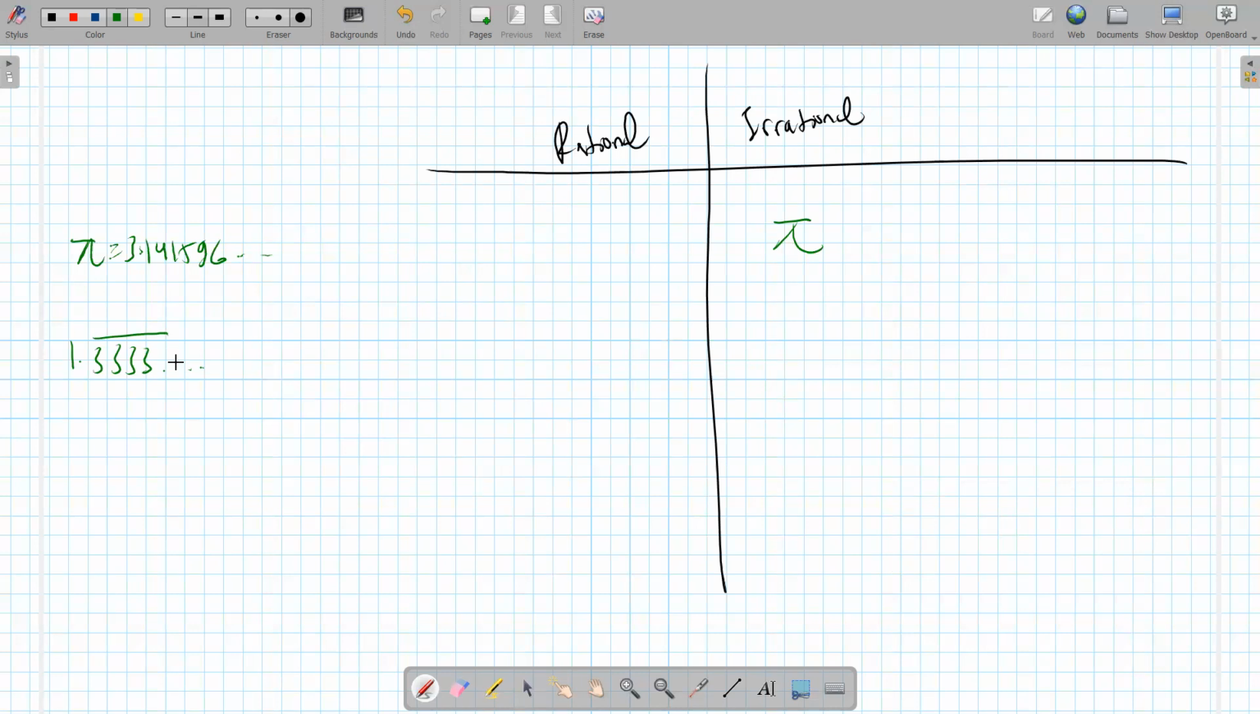So a rational number, the definition is if you can rewrite it as a fraction, then that number is rational. 1.3 recurring, that's just 1 1/3, so that's 4 over 3. Rational numbers don't necessarily have to repeat, maybe I guess they do, because anything with a fraction will eventually repeat. If you can write it as a fraction, then it's a rational number. If you cannot write it as a fraction, then it's an irrational number.